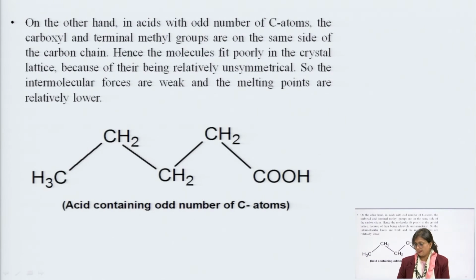On the other hand, in acids with an odd number of carbon atoms, the carboxyl and the terminal methyl groups are on the same side of the carbon chain. Hence, the molecules fit poorly in the crystal lattice because of their being relatively unsymmetrical, so the intermolecular forces are weak and the melting points are relatively lower.